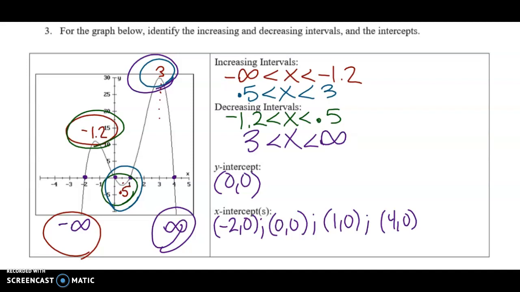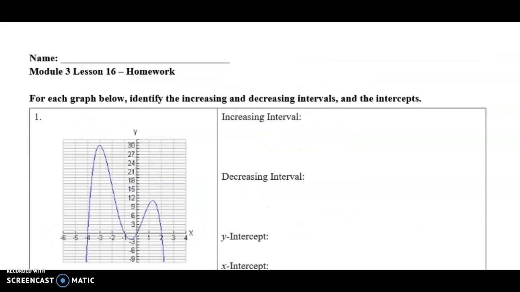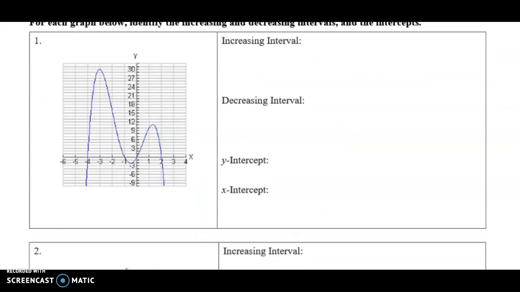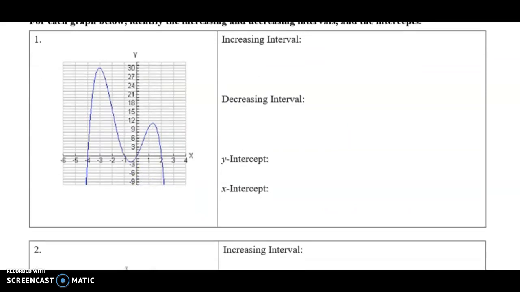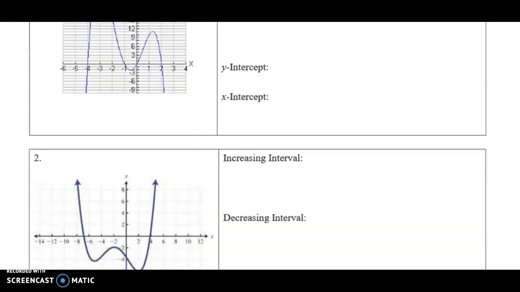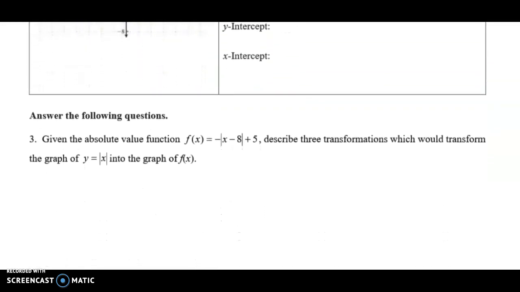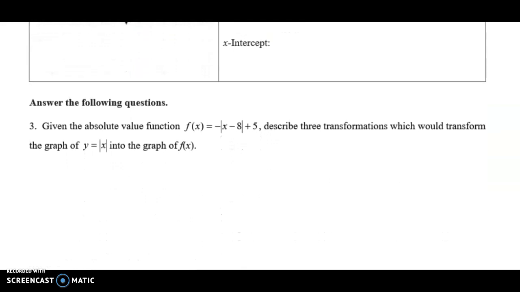As for your homework, same thing, practice. Mark where it's positive and negative infinity. Figure out your intercepts. Identify the values of x at those maximums or minimums. And write down your intervals. So you're doing number 1 and number 2. 3 is a review question. We just did it. You should be fine describing the transformations.